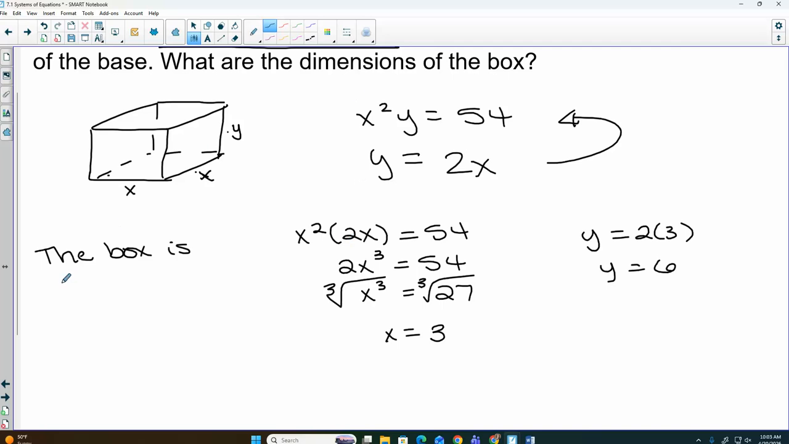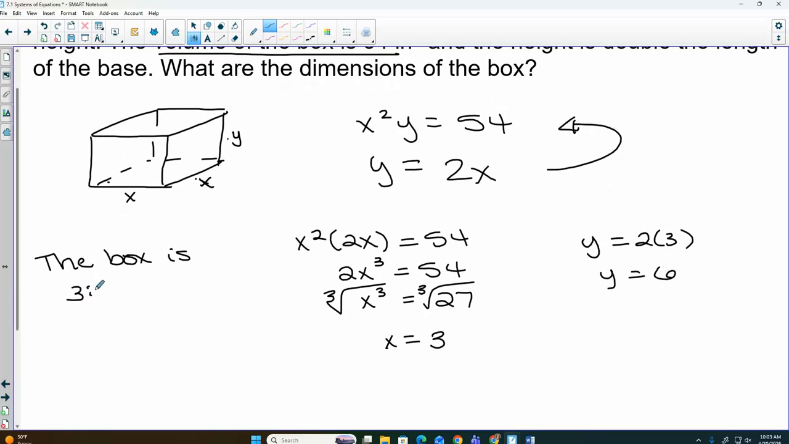I want the dimensions of the box, so length, width, and height. So I could say the box is 3 inches by 3 inches by 6 inches, or you could say the box has a base 3 inches wide and a height of 6, something along those lines. Is that okay?